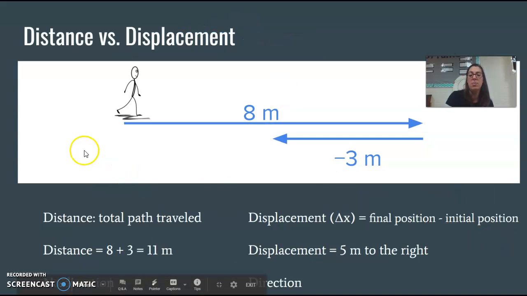Okay, another example, like if you were walking on your number line for the walking lab, you walked forward 8 meters and then you turned around and you walked backwards 3. Well, my total distance traveled would be 11 meters. I would just add those up. My displacement would be the difference here from my start to my finish, which would have to be 5 meters.